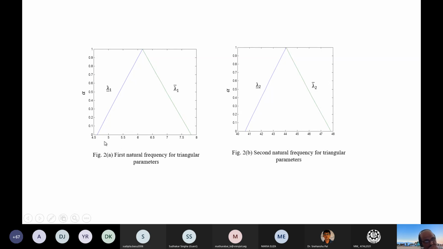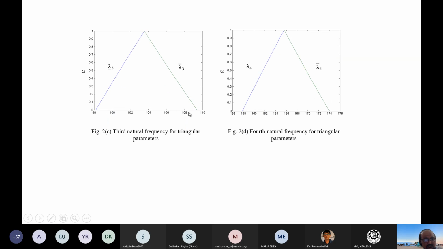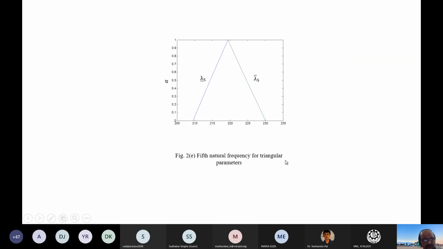If you take all those alpha values and plot these, you'll get lambda lower and lambda upper like this. You see the monotonically increasing left side, the first triangle, and the monotonically decreasing lambda 1 upper. So you are getting a fuzzy solution, also varying alpha. Similarly, the second natural frequency, lambda 2 lower and lambda 2 upper. This is your third natural frequency. This is your fourth natural frequency. This is the fifth natural frequency.